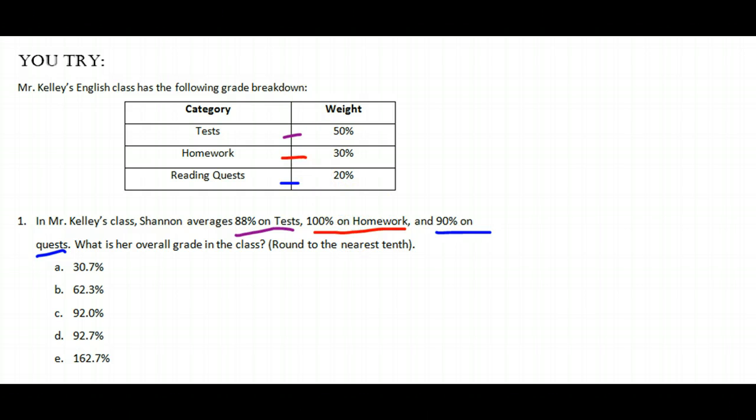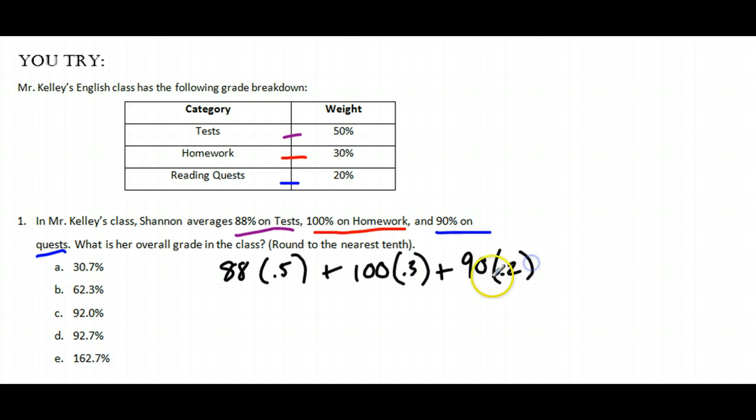All right, let's do this real quick here. I've got 88 on tests. I'm going to multiply that by its weight. Tests were 50%, so it's going to be 0.5. Plus 100 on homework, so 100 times its weight, which was 30%. Plus 90% on quests, and the quests count for 20% of the grade.